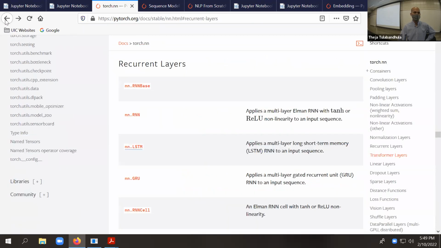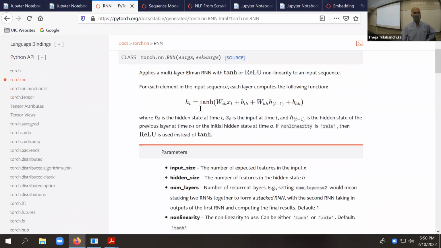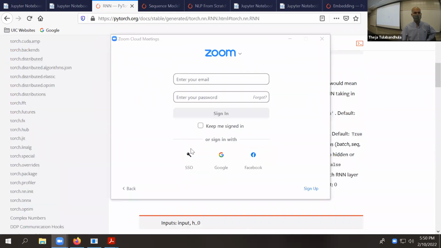For example, for the vanilla RNN, they have an option like nn.RNN. They have an option to change the nonlinearity. Oh, what? That is surprising.